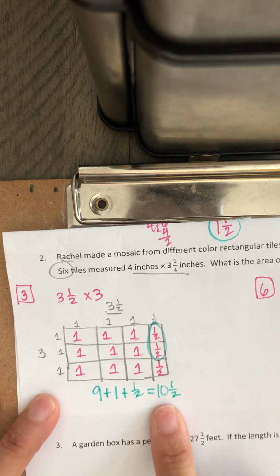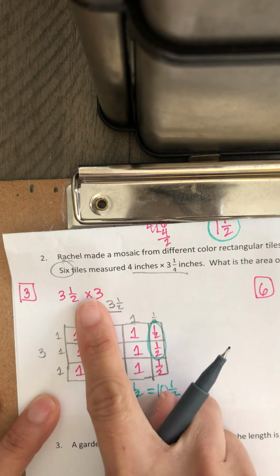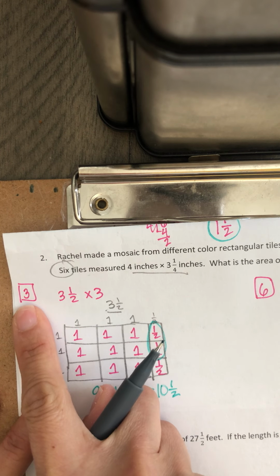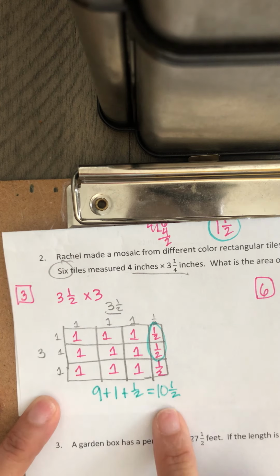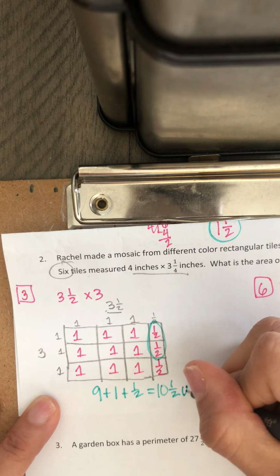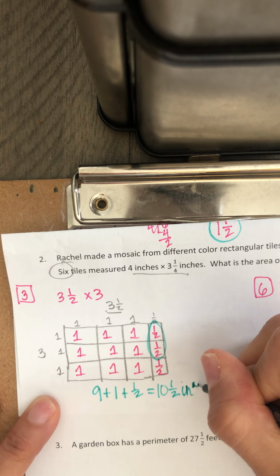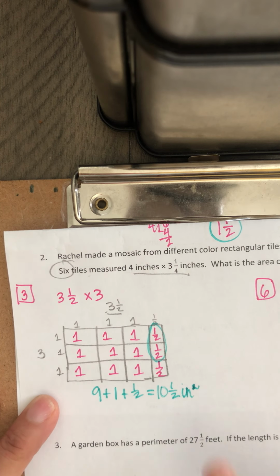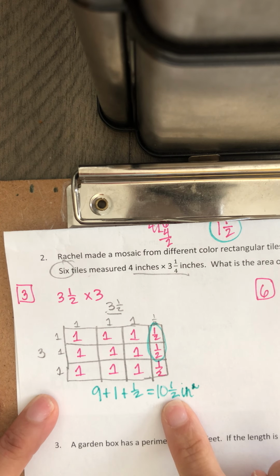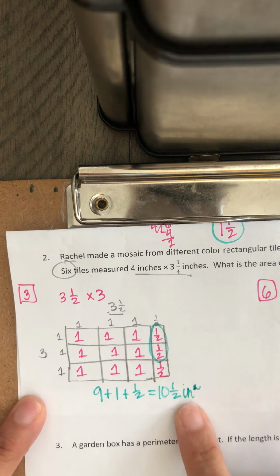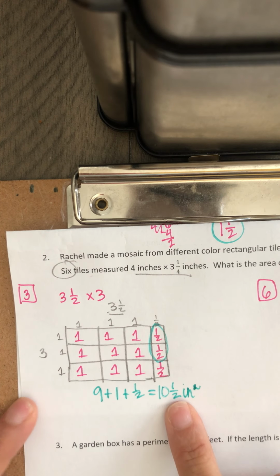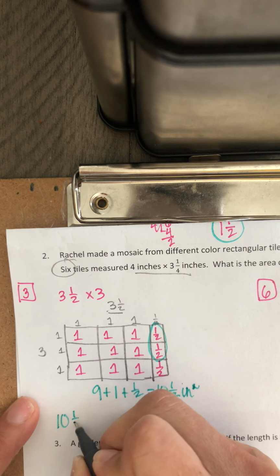So how many tiles were there that were this size? We wrote it here so we didn't forget. So 3. So what this is the answer for, it's inches squared, excuse me. This is the answer for 1 tile. So we need to take this and multiply it by 3. Or why not just add this number 3 times? Makes it easy.